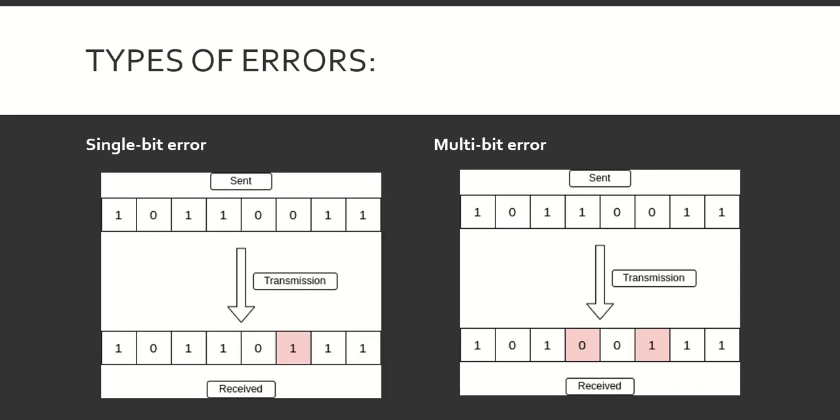After that, types of errors. There are two types of error: single bit error and multi-bit error. First we see single bit error. A single bit error refers to a type of data transmission error that occurs when one bit of a transmitted data unit is altered during transmission, resulting in an incorrect or corrupted data unit, as you see in the figure. It is a single bit error.